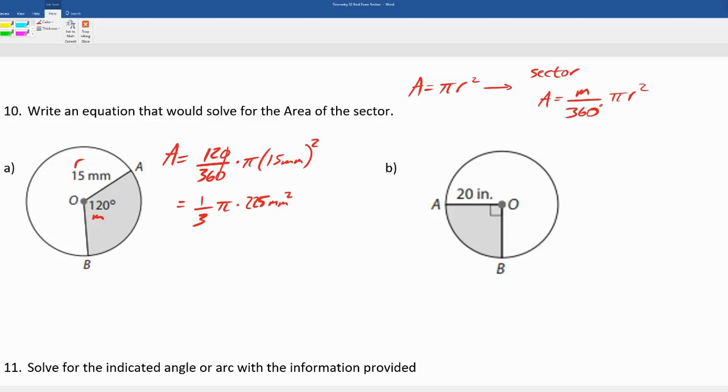All right, so go ahead real quick. You can leave it like that if you want. Maybe in multiple choice, you might see your answer like this. Normally, we would use a calculator. So if you did 225 divided by 3, you're going to get 75.